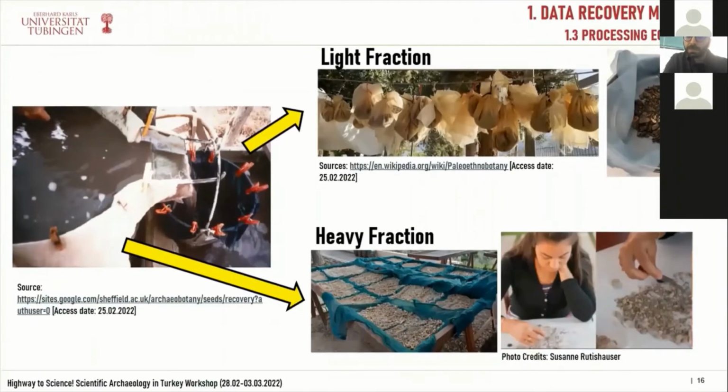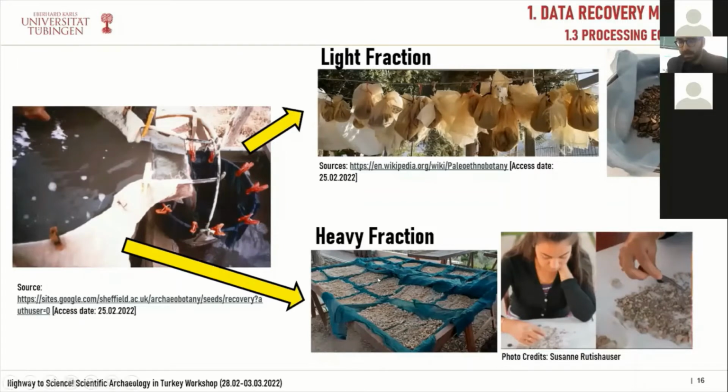All right, so after we process this sample in our flotation tank, we get two different fractions. The first one is the light fraction, which is the part that we analyze in the lab. Here we are just hanging them on those lines to get completely dry, and then we open and pack it to be sent to the lab.